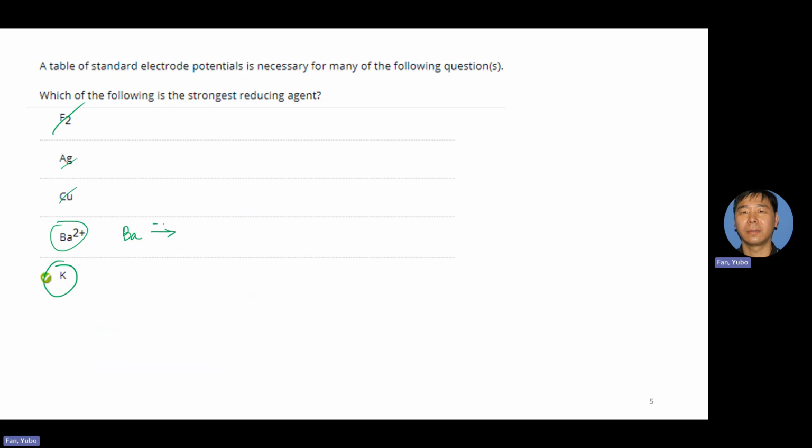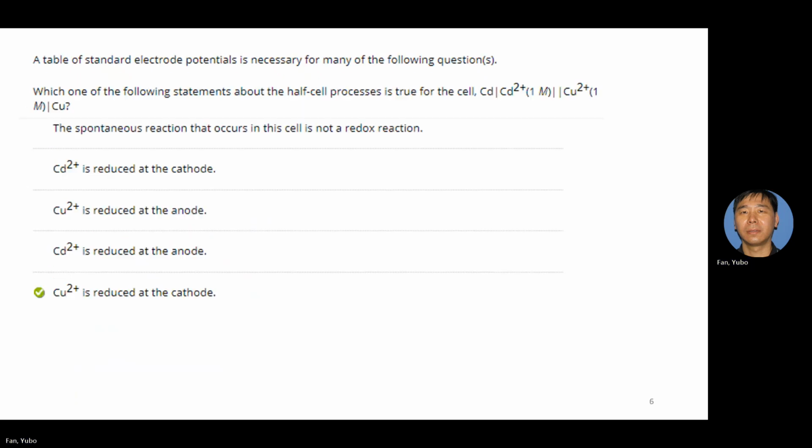So it's lose 2 electrons already. Okay, so it's a product of reduction. So we also can cross this one. So that's why we choose potassium. But if you check the table of electro potential, you can find the values. The most negative one is the strongest reducing agent, okay.